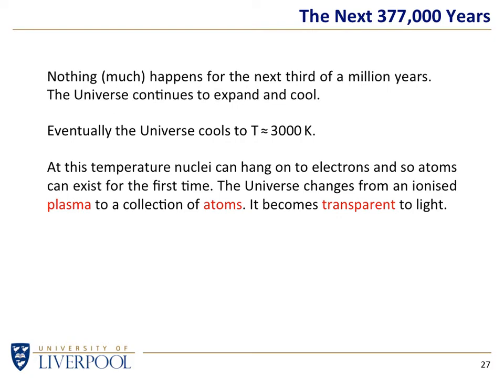But what matters is once a nucleus hangs on to an electron and you get atoms, as soon as you get atoms, your gas is transparent. So for the first time in the universe's history, the universe is transparent. Up to this point, it's been an opaque mess. A whole load of nuclei, a whole load of electrons, a lot of light bouncing around, but the light couldn't go very far before bouncing off another nucleus or another electron.